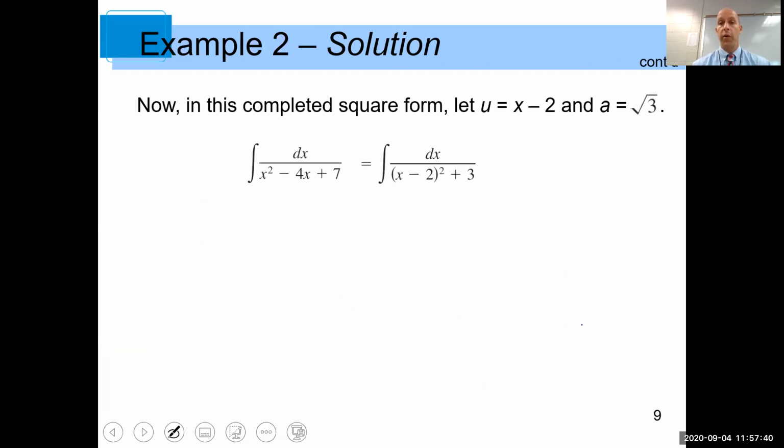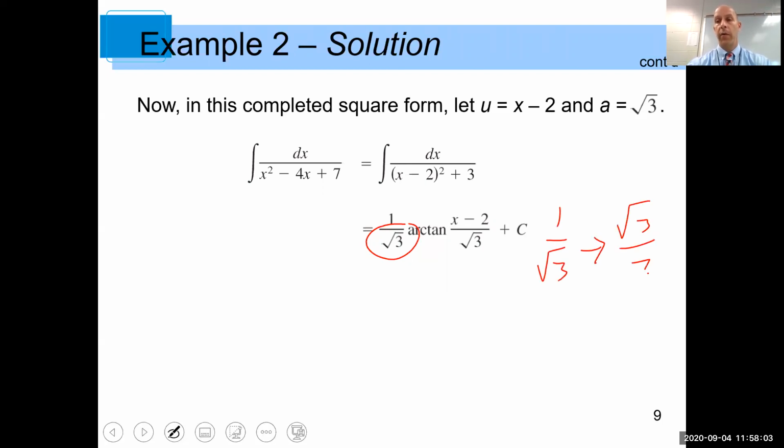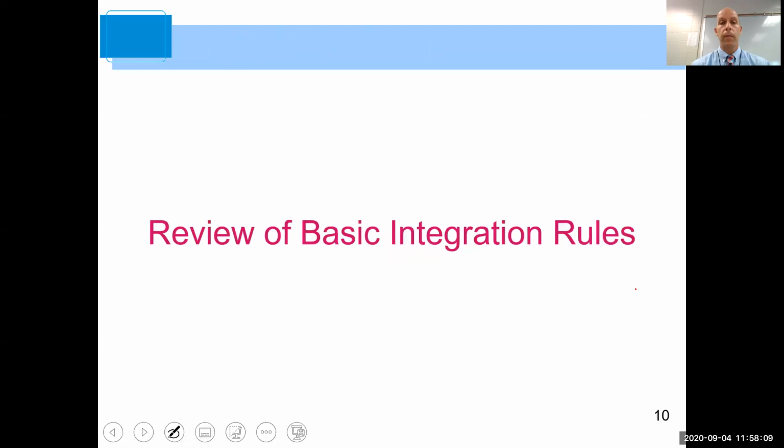That looks very similar to the arctangent rule, which it is. So final answer here is 1 over root 3 arctan of x minus 2 over root 3, plus c. I also might note here, if you got a square root in the denominator, you do not need to rationalize that. You do not need to change 1 over the square root of 3 to the square root of 3 over 3. That is completely not necessary in this course. You can just leave it as it is.